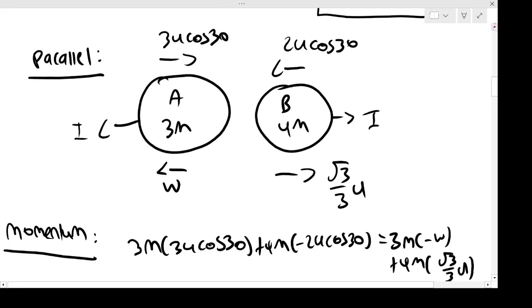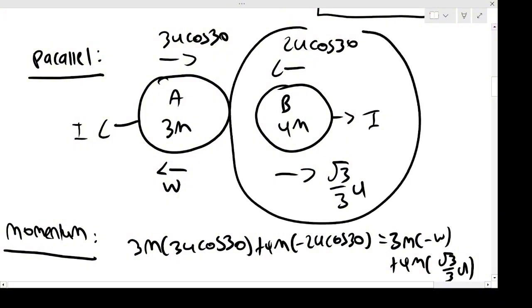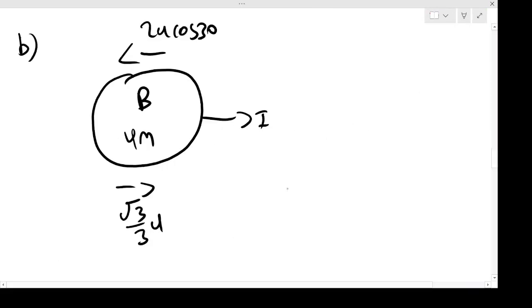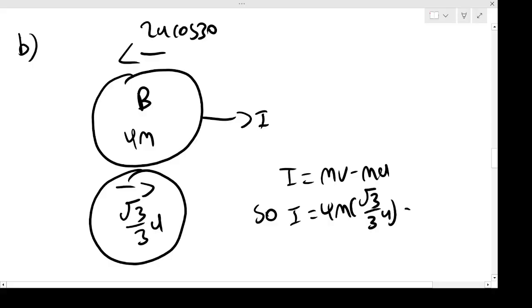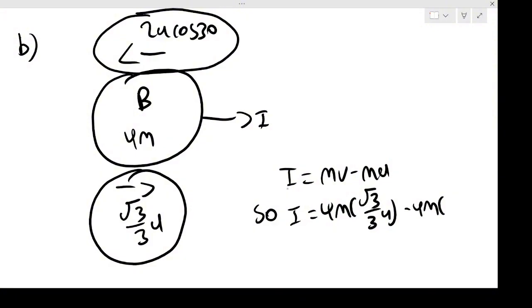Okay, so if I just consider B, then I can find the impulse by just isolating the diagram for B. So I'm just going to redraw the diagram here below. I've just copied the diagram for B here, so I can work out the impulse. Again, impulse is mv take away mu. So impulse here is going to be the mass, which is 4m, lots of v, so it's going to be root 3 over 3 u, take away 4m for the mass, lots of u. Now it's 2u cos 30, but again, directions matter, so we're going to negate that because it's in the negative direction.